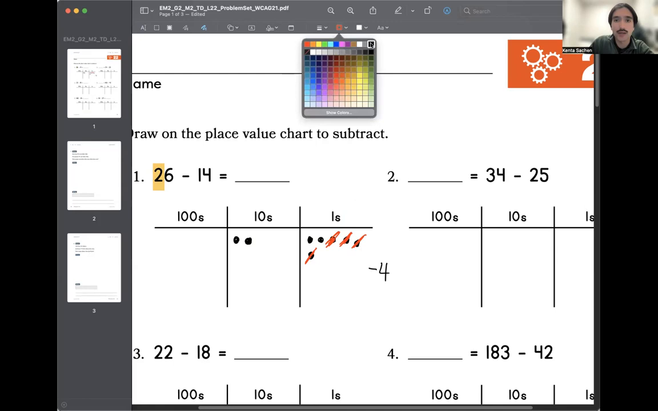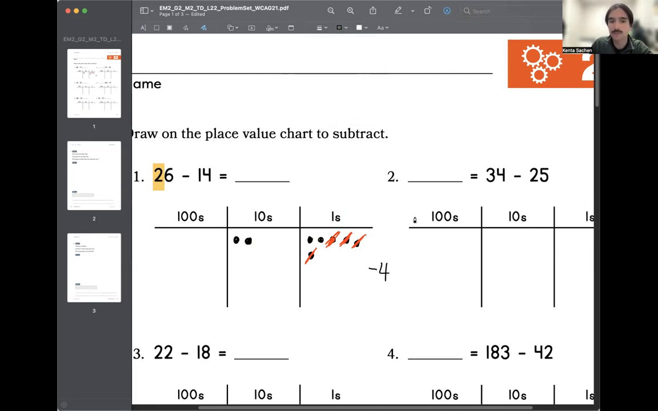Now, after subtracting 4, how many ones do you have left? Allison S., how many ones do you have left? Yeah, 1, 2. So then you're going to write a 2 here. That's going to be part of your answer, right? After subtracting 4 ones, we have 2 ones left. But we're not done with this problem, right? It's not 26 minus 4.